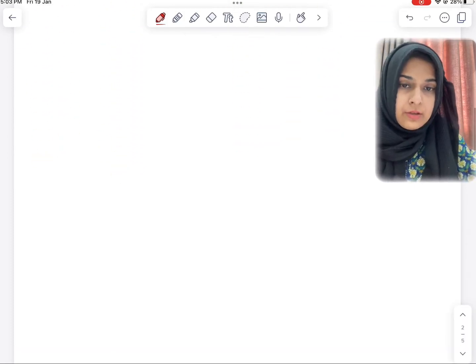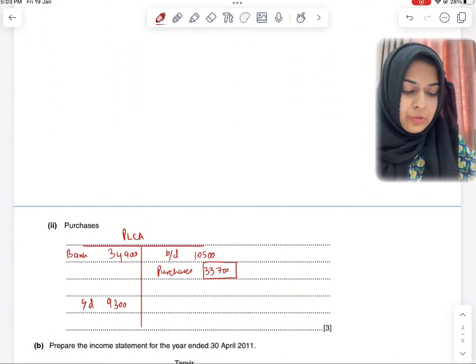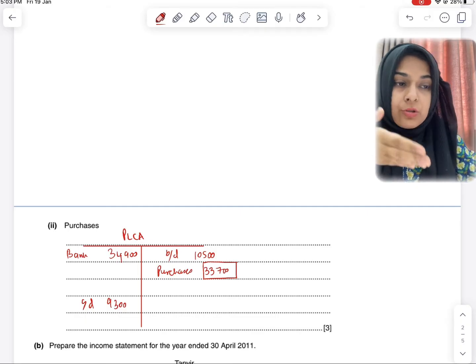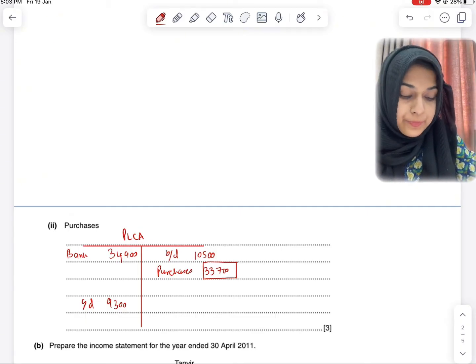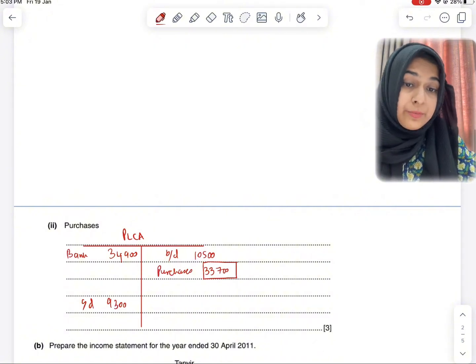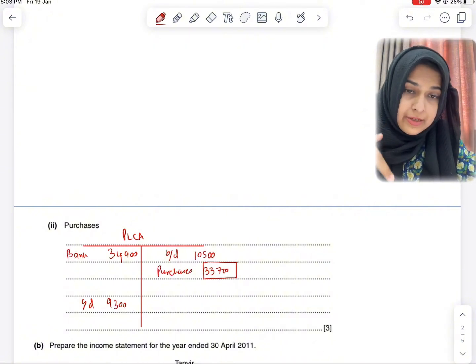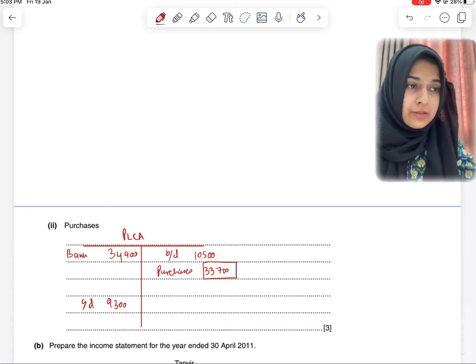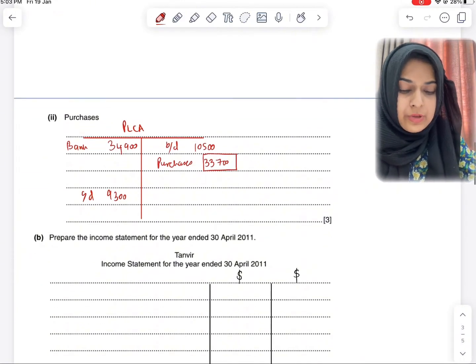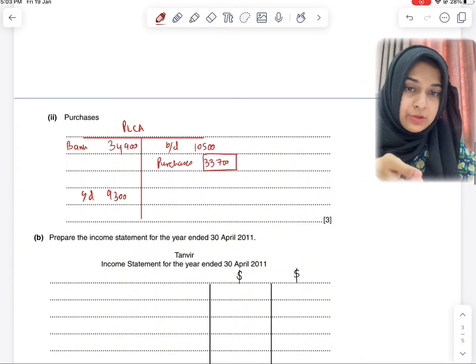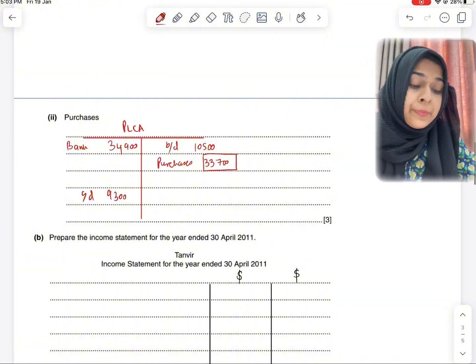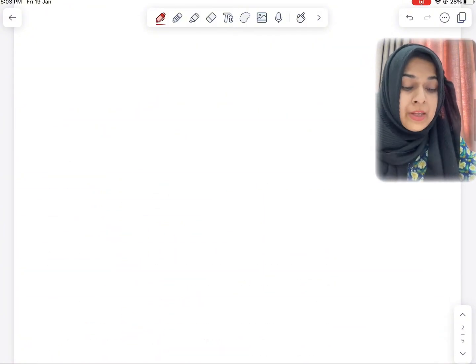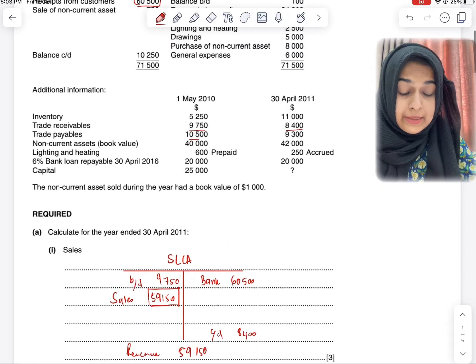And you can use another format as well. You don't need the format of a control account exactly, but you can start with the payments that you have made to the suppliers plus the ending suppliers minus the opening suppliers, which will give you credit purchases. So you can just write it as a formula as well. It does not require you to make a control account here, but I find the control account very easy, and I think my students also find it easy.